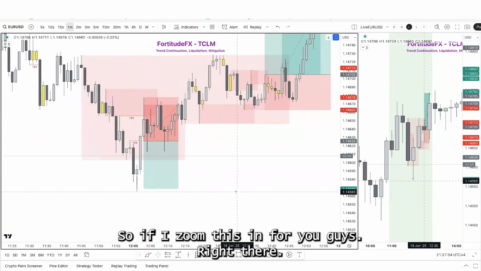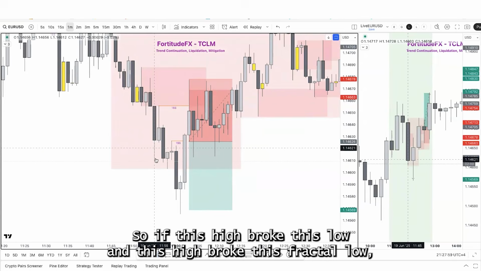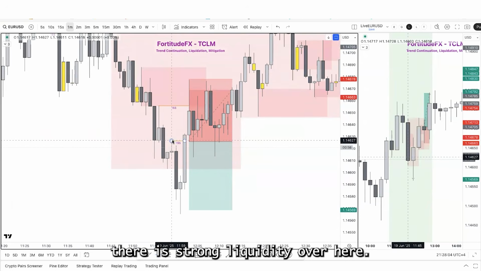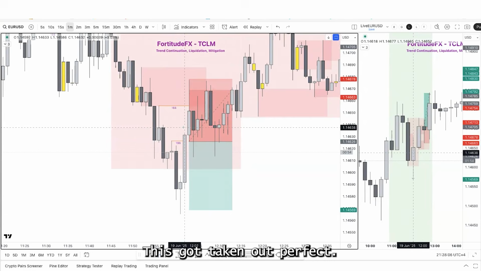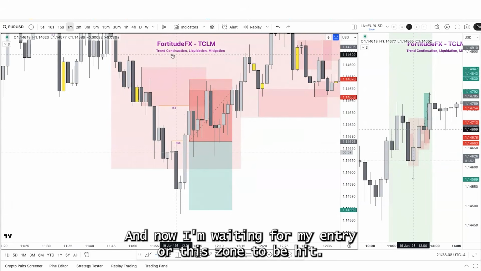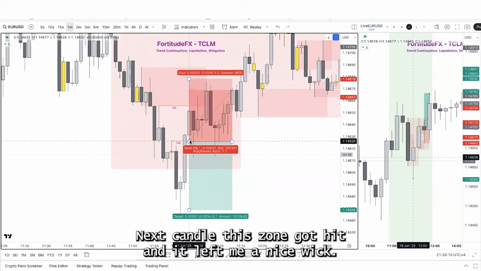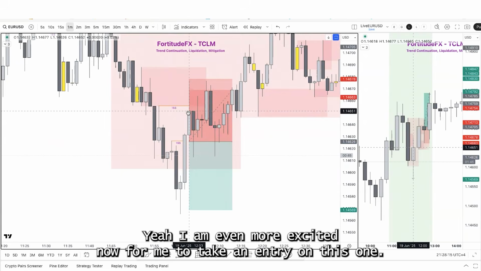So if I zoom this in for you guys right there. So if this high broke this low and this high broke this fractal low, there is strong liquidity over here. This got taken out, perfect. And now I'm waiting for my entry or this zone to be hit. Next candle, this zone got hit and it left me a nice wick. Yeah, I am even more excited.